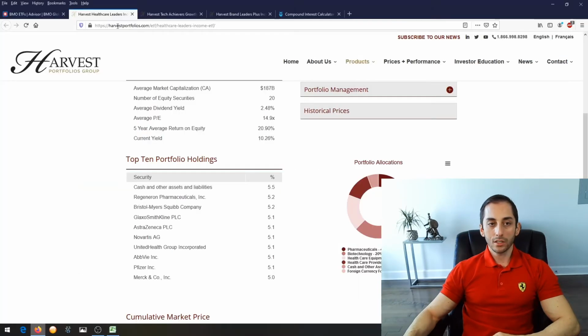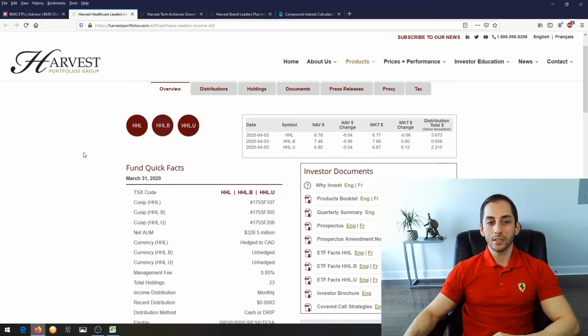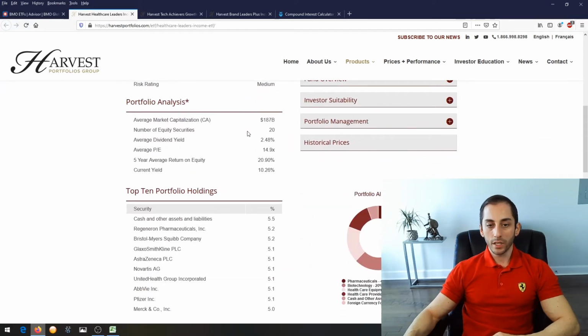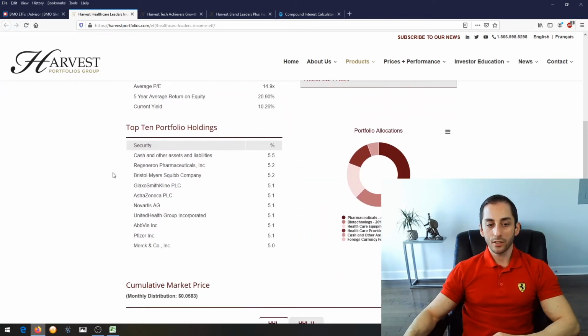So let's just take a real quick look here at this fund. So it has here 20 big cap companies, like it says, and here are some of the companies. A lot of them you will recognize. There's Pfizer, there's Merck, AbbVie is a big one, Bristol Myers. So these are really the big guys in terms of pharmaceuticals.